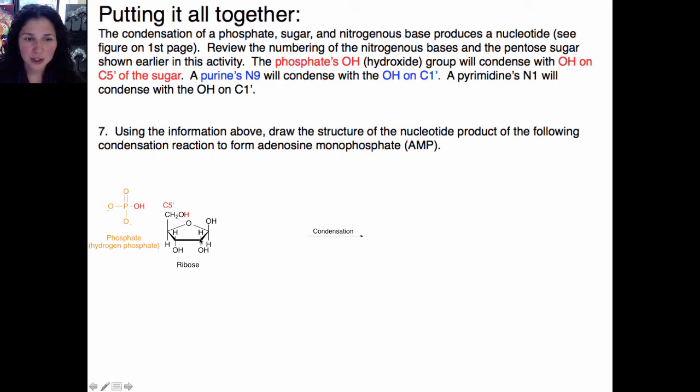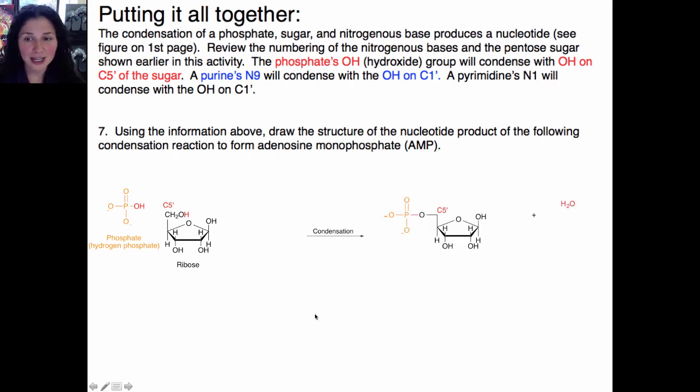Here's C1, 2, 3, 4, and 5', and this is the alcohol group on C5'. In this case, I'm going to remove the O from the atom that has the most bonds to oxygen, so the phosphorus. I'll remove this alcohol functional group, and I'll remove the hydrogen of the other alcohol. And I'll make water. A new bond will form between the oxygen of C5' and the phosphorus.